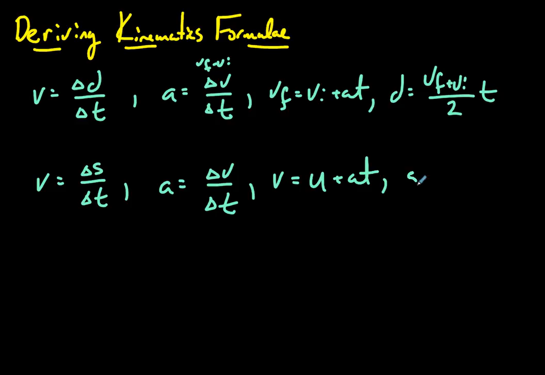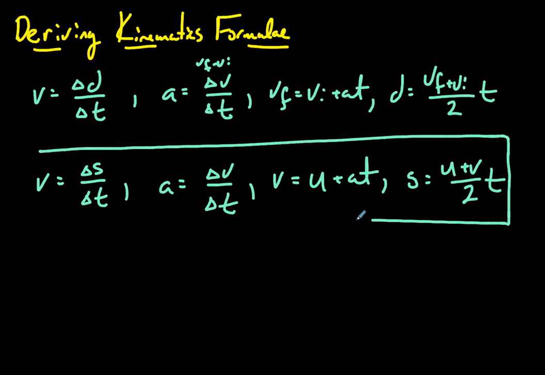And then this should be S. Displacement equals U plus V over 2 times T. Okay, so this is what we want. This is how you'll see them. I know it will cause confusion.